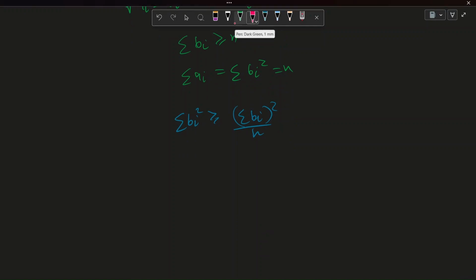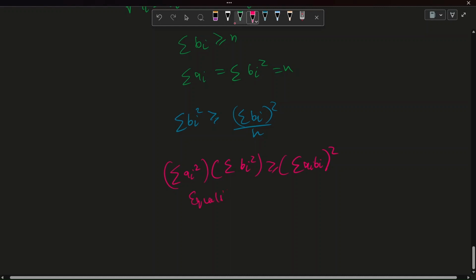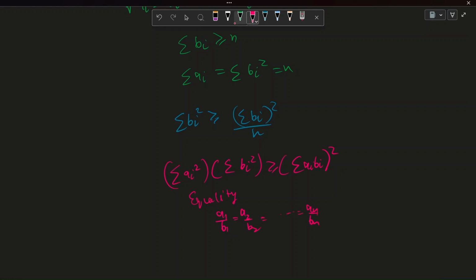So remember the statement of the Cauchy-Schwarz says that the summation of a_i squared, times the summation of b_i squared, is greater than or equal to the summation of a_i b_i, the whole squared. This is the Cauchy-Schwarz inequality, and equality only holds if a1 upon b1 equals a2 upon b2 equals up to an upon bn. This is the equality condition.